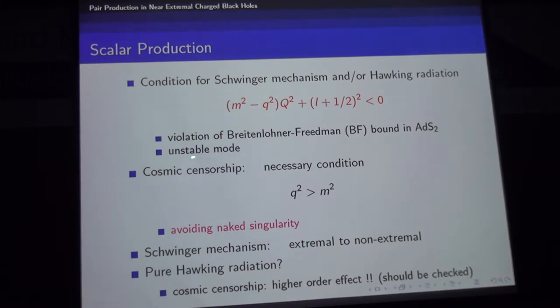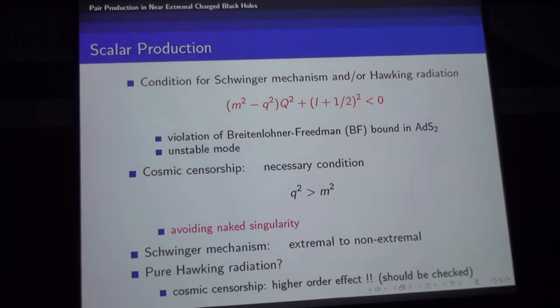So it's the nature of this kind of pair production to correspond to the unstable mode. But this inequality has an interesting implication, because from this inequality, a necessary condition is that q square must be greater than m square. Remember, q and m are the charge and mass of the scalar field. So if we use the naive charge and energy conservation, this means the black hole during the pair production will lose charge more than it loses mass.